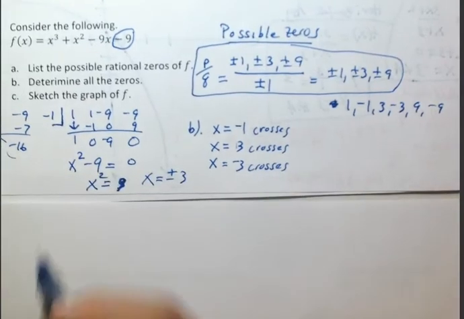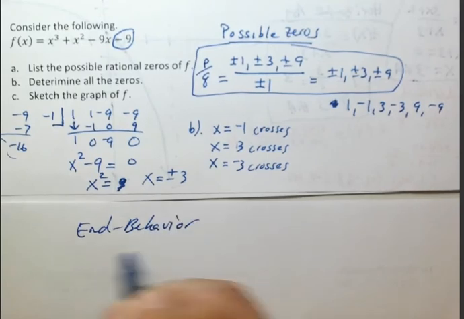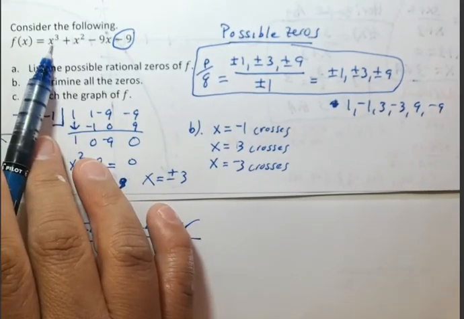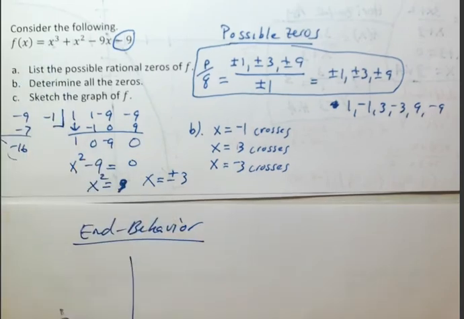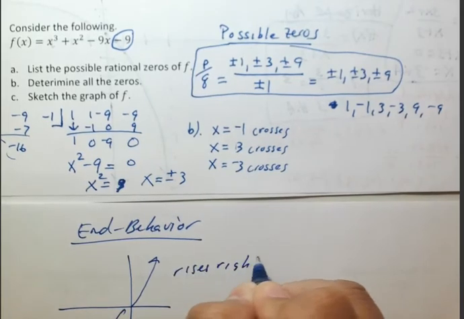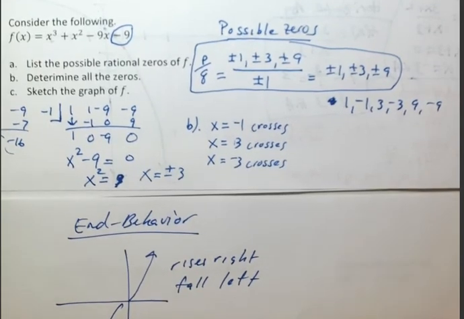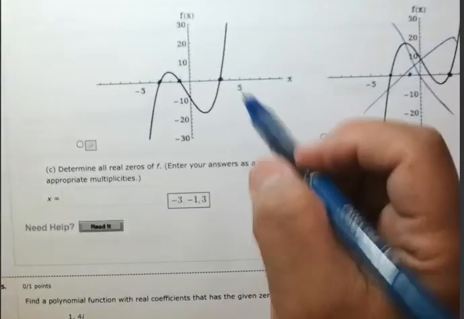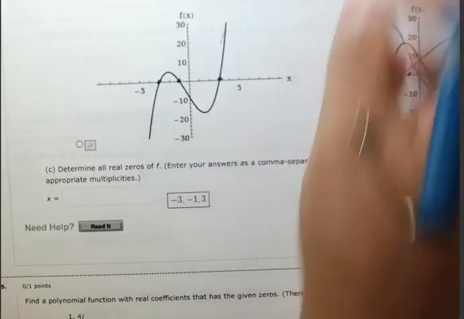So to graph it, you need the end behavior. So for the end behavior, this is an odd degree and a positive leading coefficient. So your behavior looks something like this graph. So it's going to rise right and fall left. So if you know the behavior, then you could also see if your graph is doing that. Is it rising right and falling left? Yes. Okay. So that's something else to consider there.